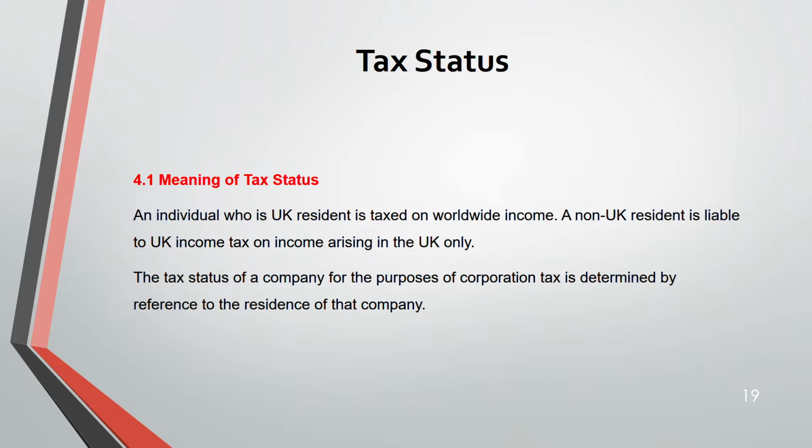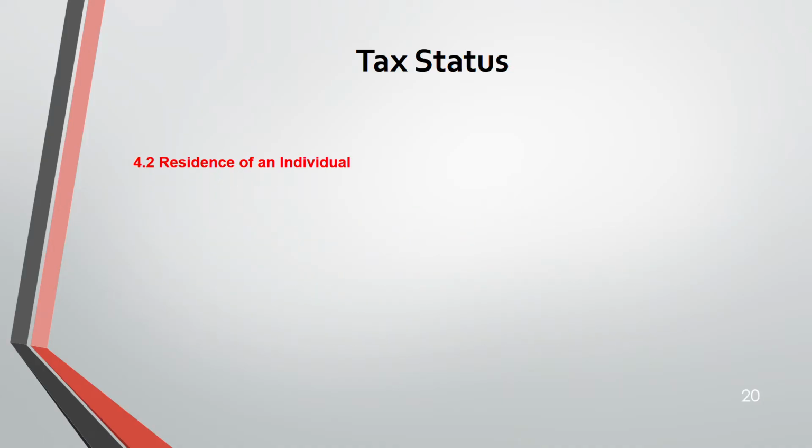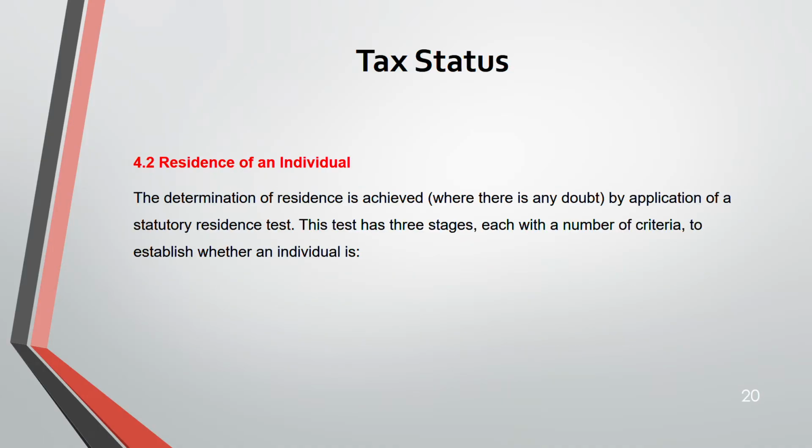Same for the company. For a company, we don't need domicile, only residence. And in your TX, only residence rules will be asked. Domicile rules will not be asked. But in your ATX, domicile rules will be asked. Okay. So now the residence of an individual. So how do you determine the residence?